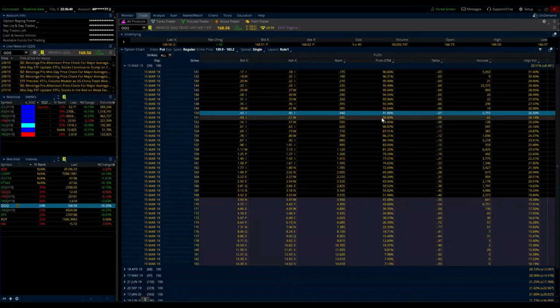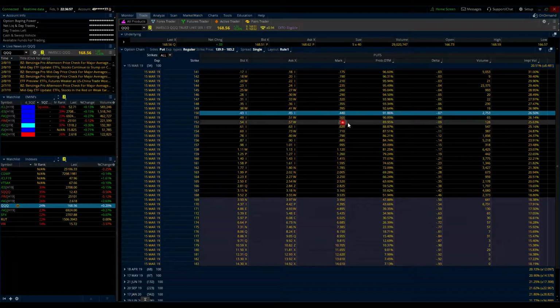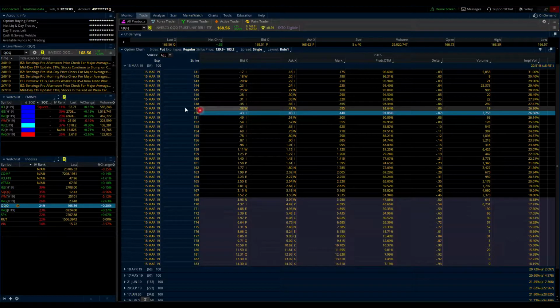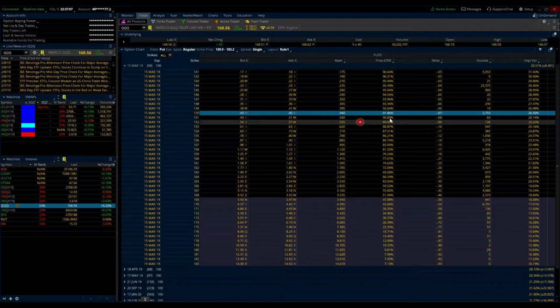So we've got the 90, let me throw the annotation on here. So we've got our 90% out of the money. Our option pricing at the mark is about 44 cents, and that's at the 150 strike price. So I think that's about as good as it gets there.